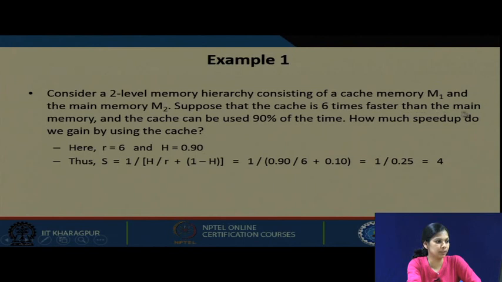Suppose that cache is 6 times faster than main memory and the cache can be used 90% of the time. These are the two things which are given. How much speed up do we gain by using cache? Here R will be 6 and H will be 0.90. So we simply put into this formula 1 by (1 minus H plus H by R): 1 divided by (H, that is 0.90, divided by 6, plus 1 minus 0.90). So we are getting 4. We are getting a speed up of 4 where the cache can be used 90% of the time, and for that 90% of the time where cache is used, it is 6 times faster. So it is pretty similar to what we discussed way back in Amdahl's law.